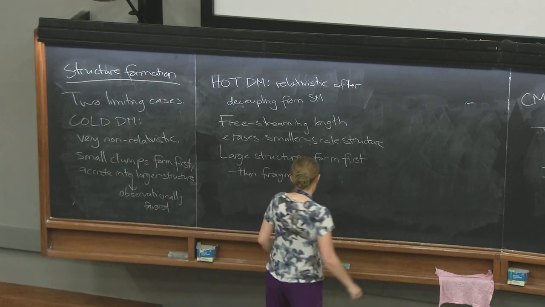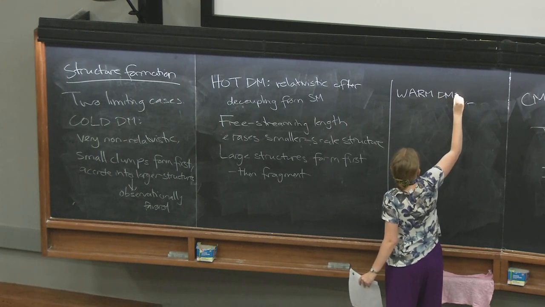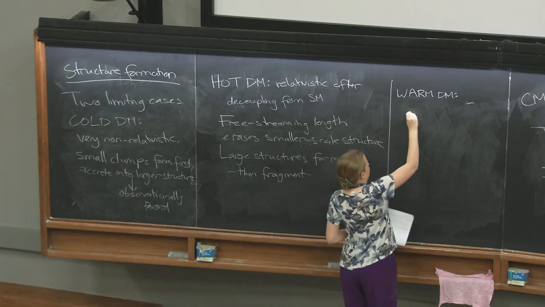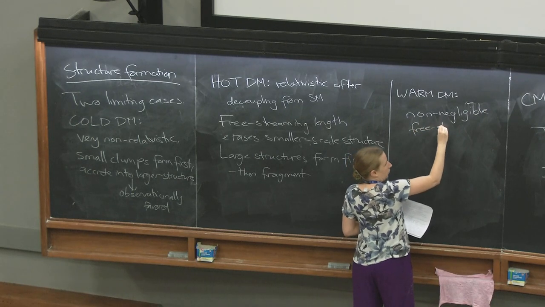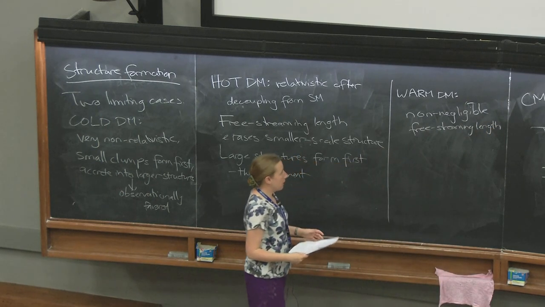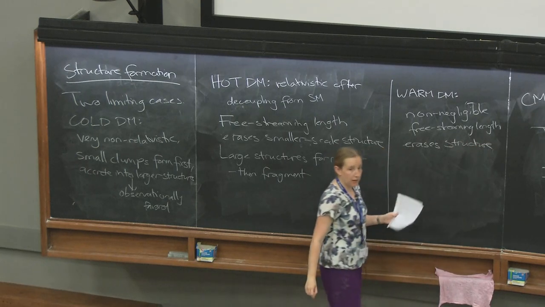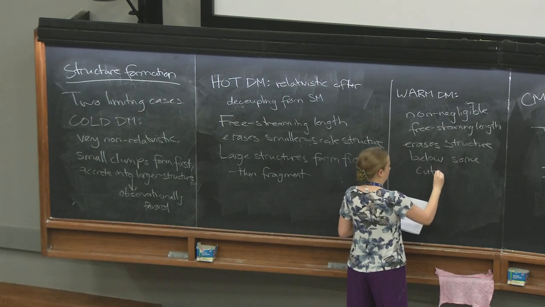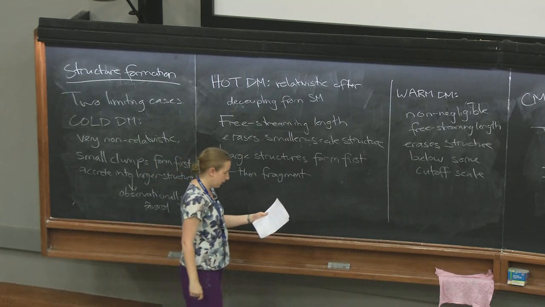So we can do a little bit better than that. So there's sort of the intermediate warm dark matter scenario, where the free streaming length is not large enough to erase all structures on galaxy scales and smaller, but it's still not negligible. Okay, so basically this erases structure below some cutoff scale. So to constrain warm dark matter, we can look at the smallest halos in the universe and say, okay, what are the smallest halos we see in the universe? How does that translate into a limit on how fast the dark matter was going at early times?